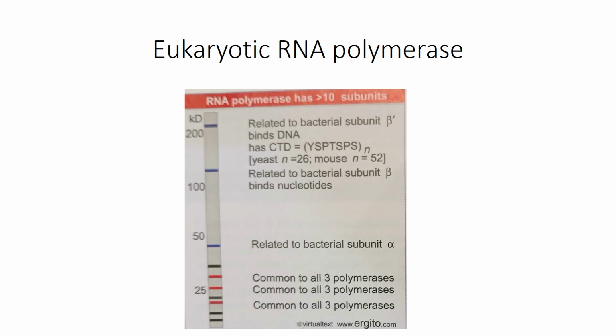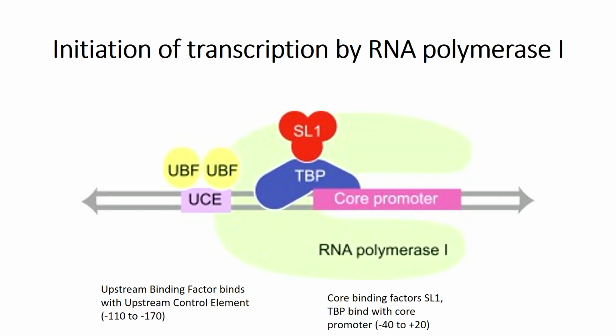There are some subunits in the 20 to 30 kD range. They are common to all 3 polymerases, and there are certain ones which are specific for specific polymerases. So, because there are 3 RNA polymerases, there has to be a difference in the initiation of transcription. Let us first come to initiation of transcription by RNA polymerase 1.